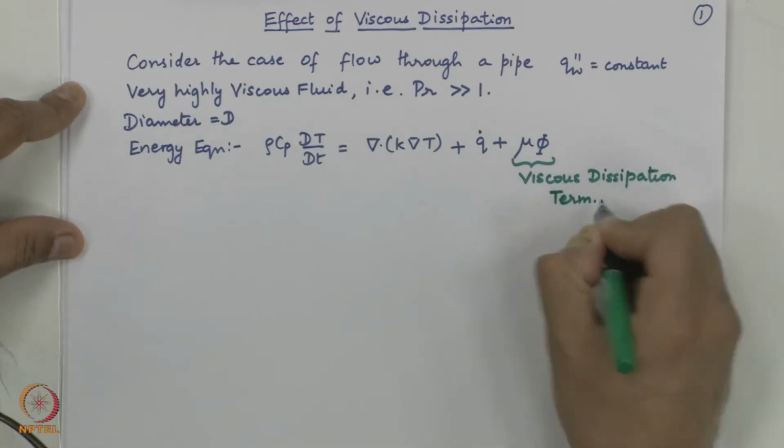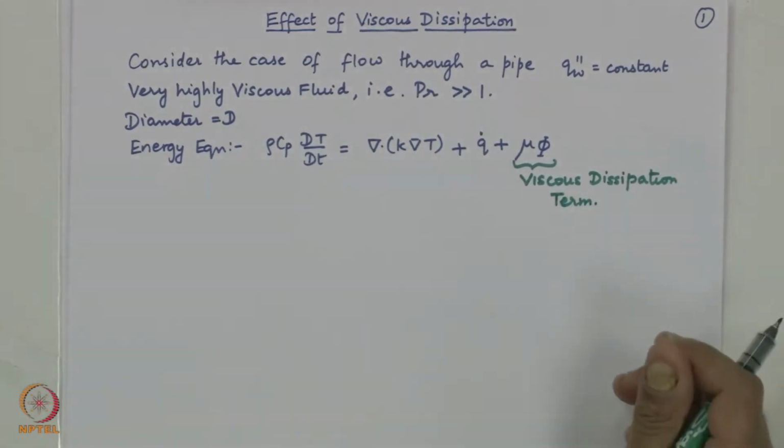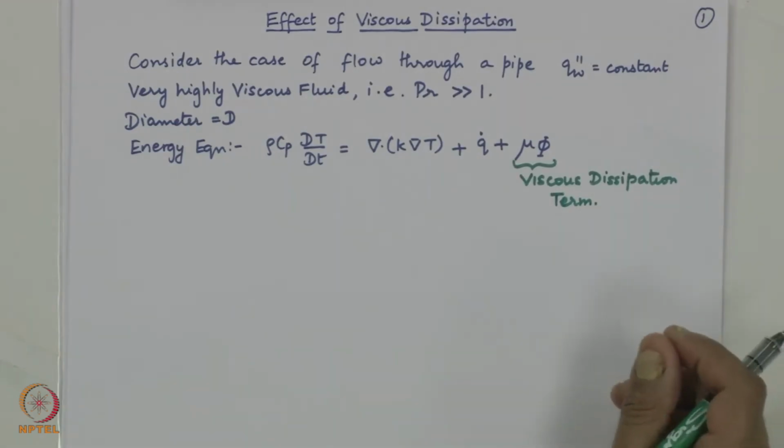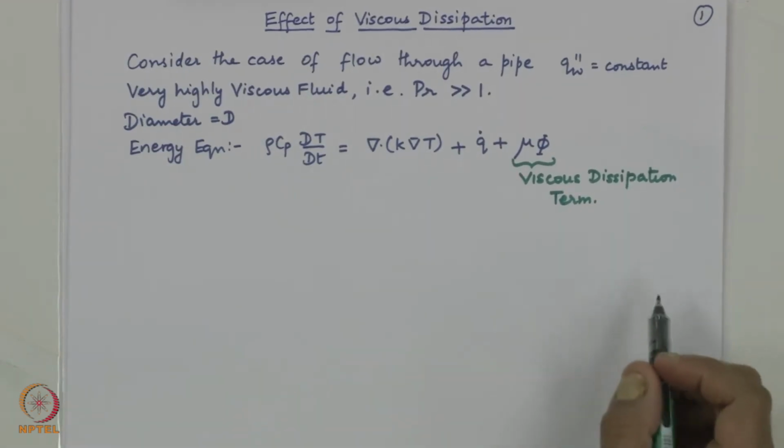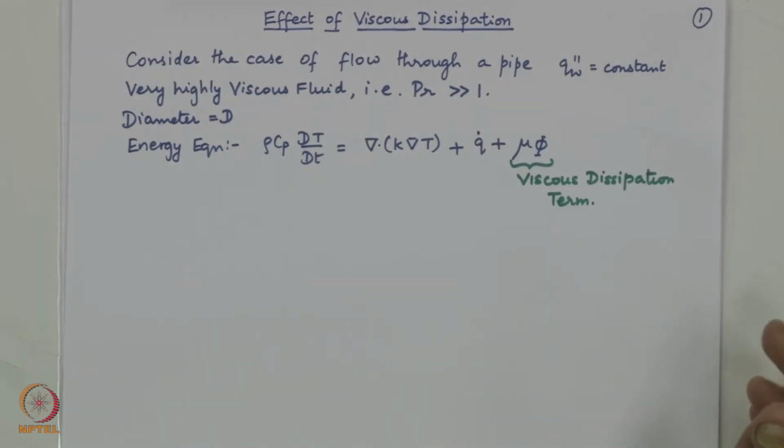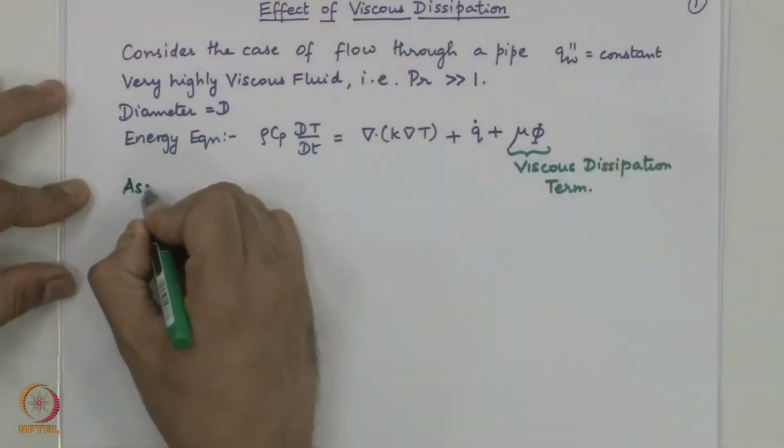Viscous dissipation is basically the contribution due to the effect of viscosity or the fluid property which causes heating of the fluid. The frictional energy which is lost, that is what is being accounted for by the viscous dissipation term. We are going to make a few assumptions here, and let us list the assumptions one by one.